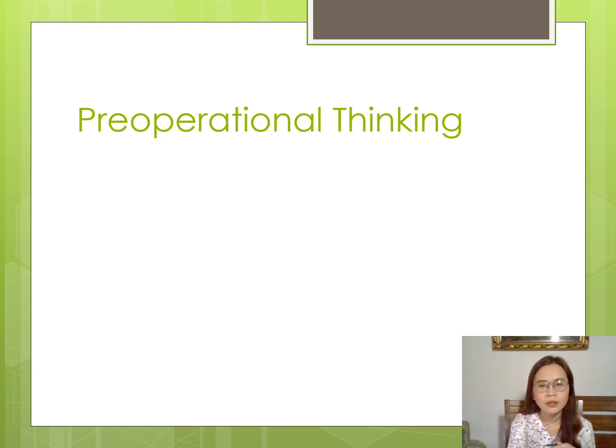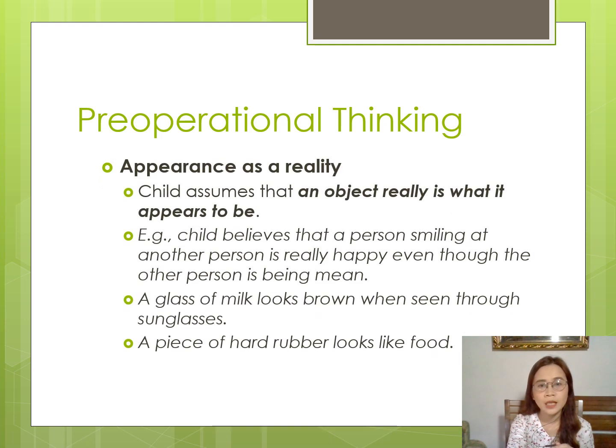Another aspect of pre-operational thinking is appearance as reality. Nabanggit nga natin before yung animism. So the child assumes that an object really is what it appears to be. For example, a child believes that a person smiling at another person is really happy even though the other person is being mean. So hindi niya nakikita kung ano yung totoo behind that smile. Kung ano yung pinapakita mo, yun yung totoo para dun sa bata.